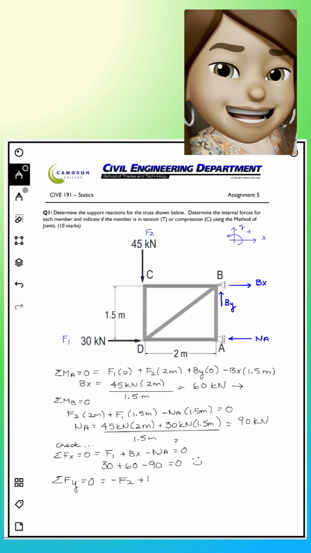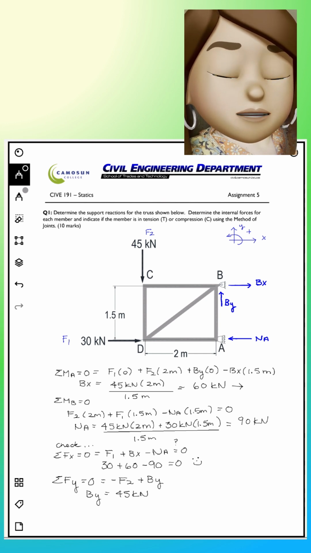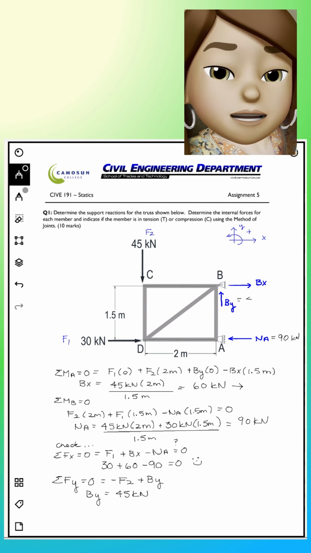Okay, just a little summary here. Putting in our magnitude and directions of our reactions at our supports. 90 kilonewtons for that NA. 45 kilonewtons going up for that BY. BX going to the right with a magnitude of 60 kilonewtons. Yay.